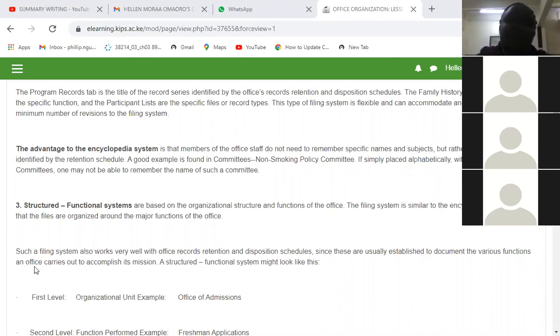Okay, so you arrange the files according to the major functions of the office. That's now the structured functional system.